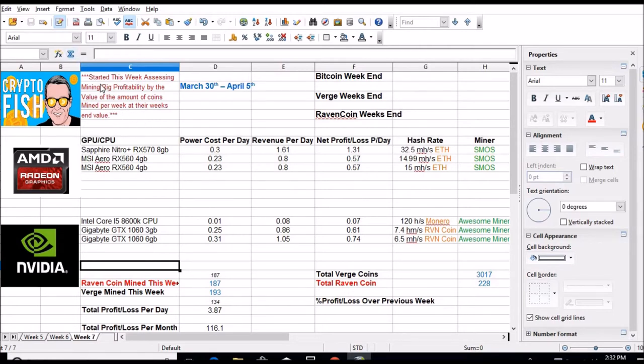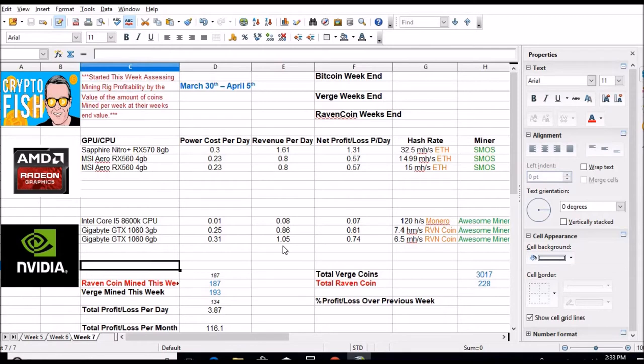So I changed some things up. I started this week assessing mining rig profitability by the value of the amount of coins mined per week at their week's end value. Every week, which will be tomorrow, Thursday, I'll put the prices of Bitcoin, Verge and RavenCoin, or whatever I'm mining that particular week. And what I'll do is, however many coins down here I've mined, I'll multiply that by their value and divide that by 7 days in a week. That way I'll figure out how much money these rigs actually make if I were to sell those coins at current coin value.